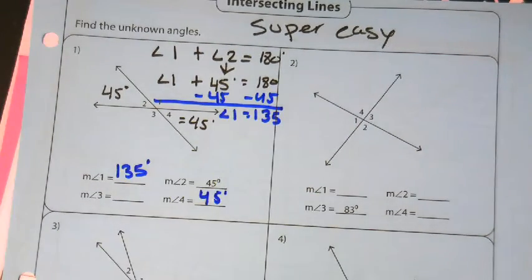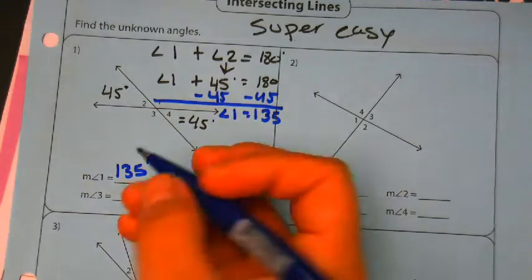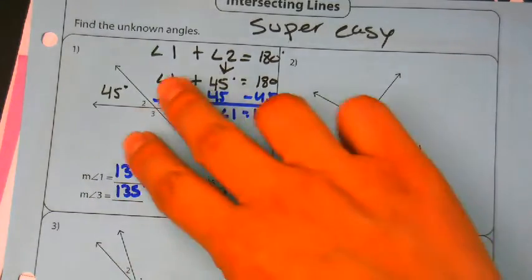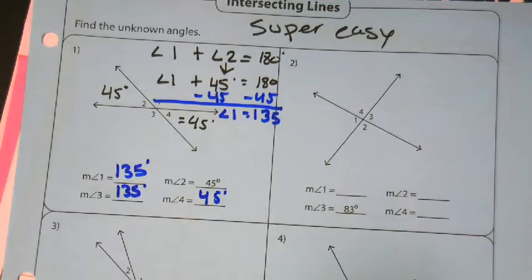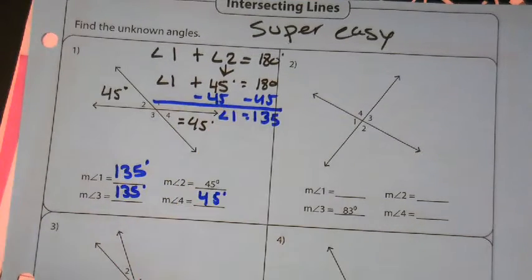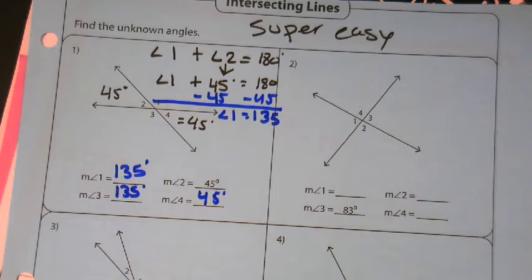What is angle 3 equal to? 135, because it is vertical to angle 1. Vertical, they're opposite from each other, so they're equal. Or you can set up another equation, but why would you? It's so much easier this way. Alright, are we okay? So the vertical pair will be equal to each other, and then to find the other one, you have to set up an equation. And that's it. That is all.